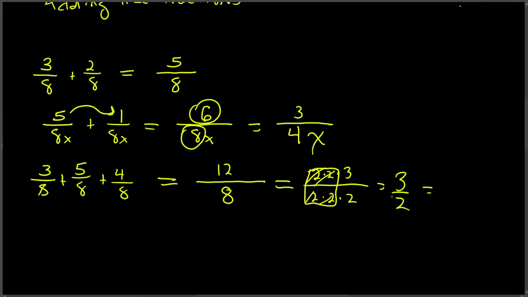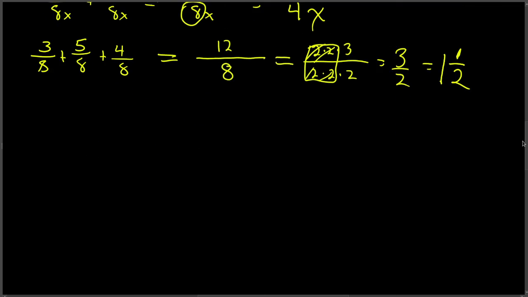But that's a whole number, so if we write it as a mixed number, 2 divides into 3 once with a remainder of 1, and I write that over the fraction. So when we add like fractions, we keep the denominator the same. The same thing goes for subtraction.